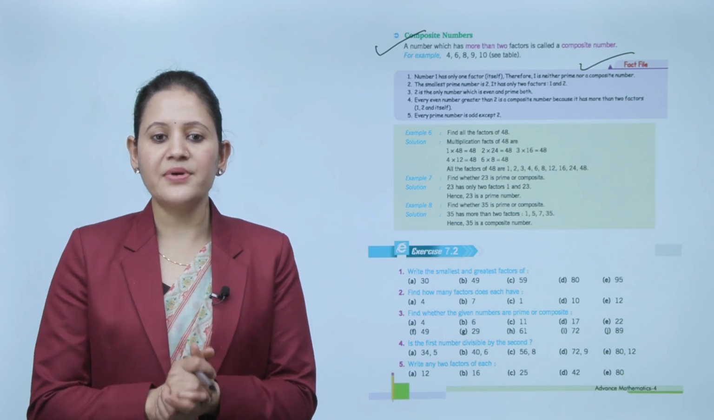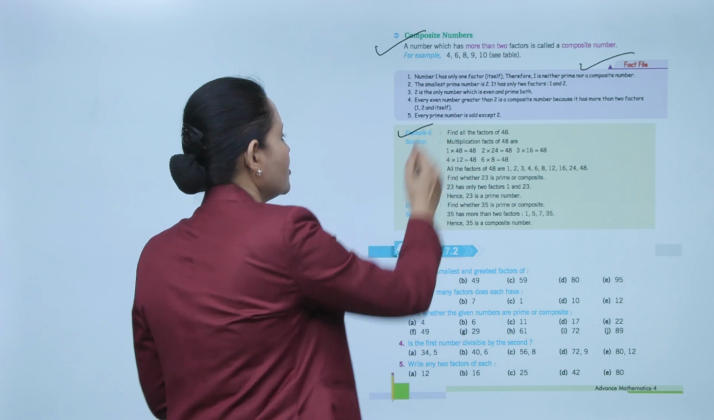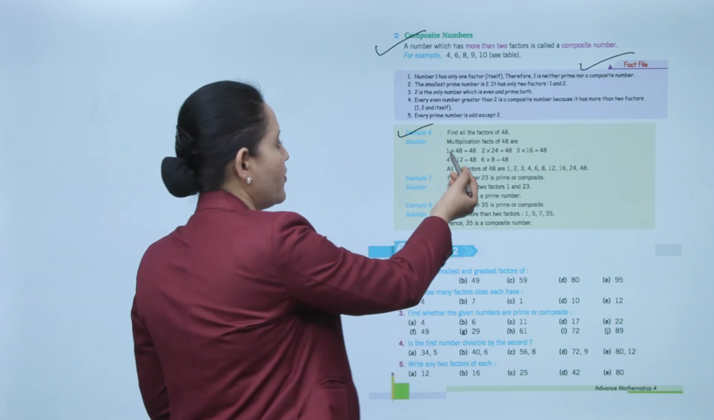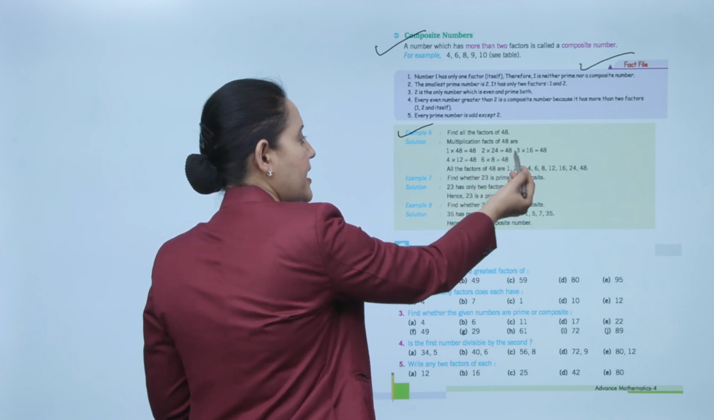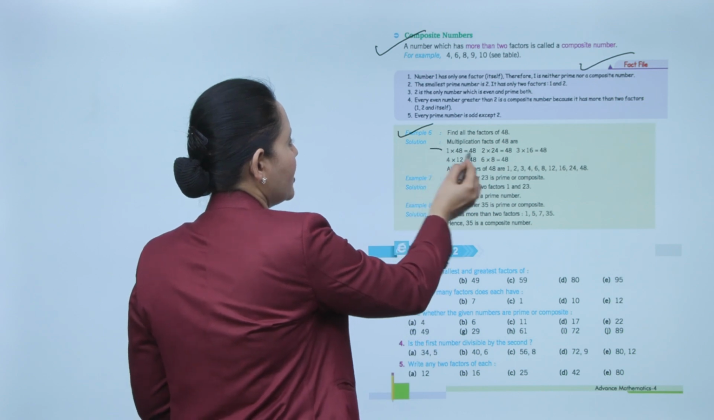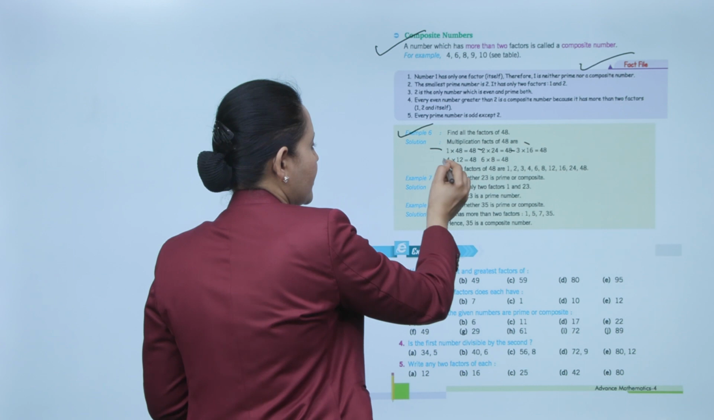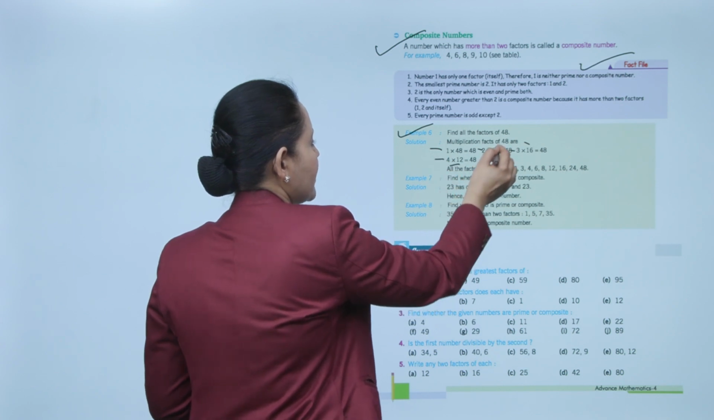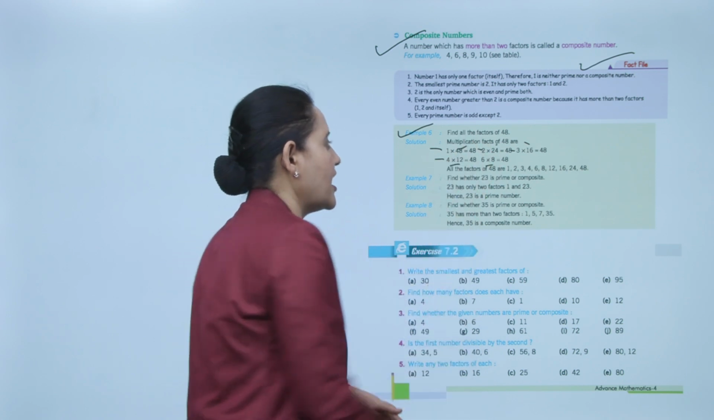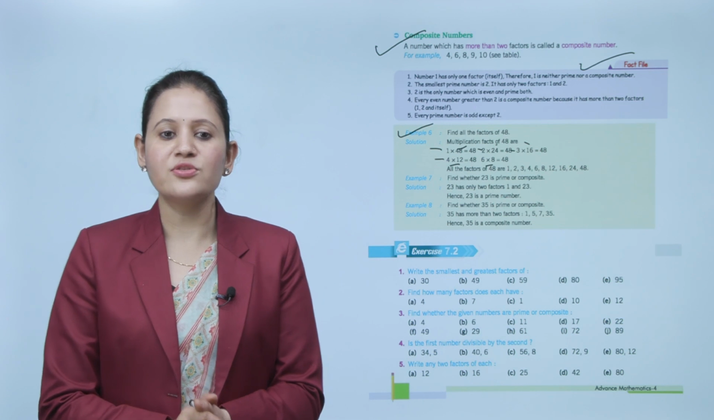Now we'll take an example. Find all the factors of 48. So we will write the multiplication facts of 48. 1 into 48, 2 into 24, 3 into 16, 4 into 12, 6 into 8. So all these numbers, 1, 2, 3, 16, 4, 12, 6, 8, 24 and 48, are the factors of 48. Clear?